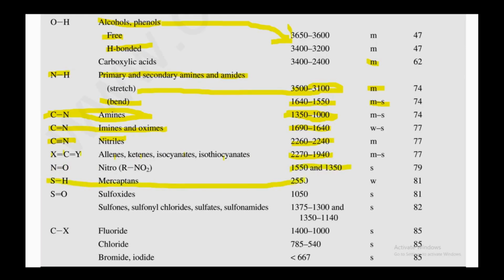Mercaptans SH groups give you a peak at around 2550. Sulfoxides give you a peak at around 1050. Sulfones, sulfonyl chlorides, sulfates, sulfonamides give you peaks in this region from 1375 to 1300 and 1350 to 1140. CX halogens: fluorides give you a peak at 1400 to 1000. Chloride 1785 to 540. Bromide and iodide less than 677, and the peak intensities are strong.